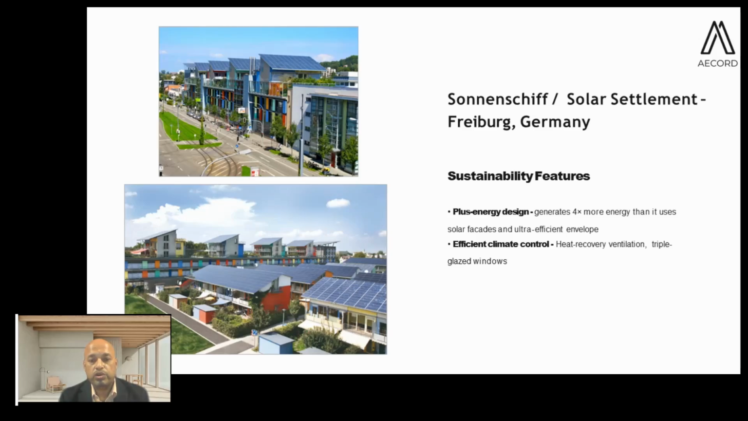Again, 4x more energy than it uses. Solar facade and ultra efficient envelope. So these are a few aspects where I was talking 4x more energy than what you use. And heat recovery ventilation, because of the cold climate, and in most of the residential or commercial projects in cold countries, they recover the heat from kitchen heat or solar heat, and they use it for space heating. And triple glazing windows, because they want to restrict the heat inside the space rather than losing it to the chilled exterior.